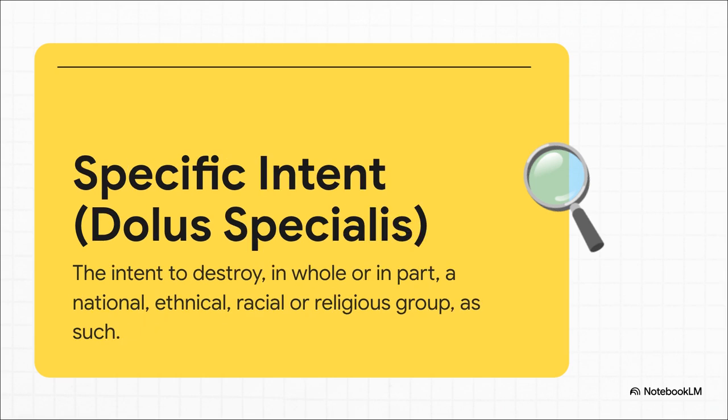And here's the second and honestly much trickier ingredient: the mental element, the dolus specialis. See, it's not enough to just show that these terrible things happened. The report has to try and prove they were done with the specific goal of destroying the group. In this case, that group is the Palestinian people, who are recognized as a protected group under the convention.